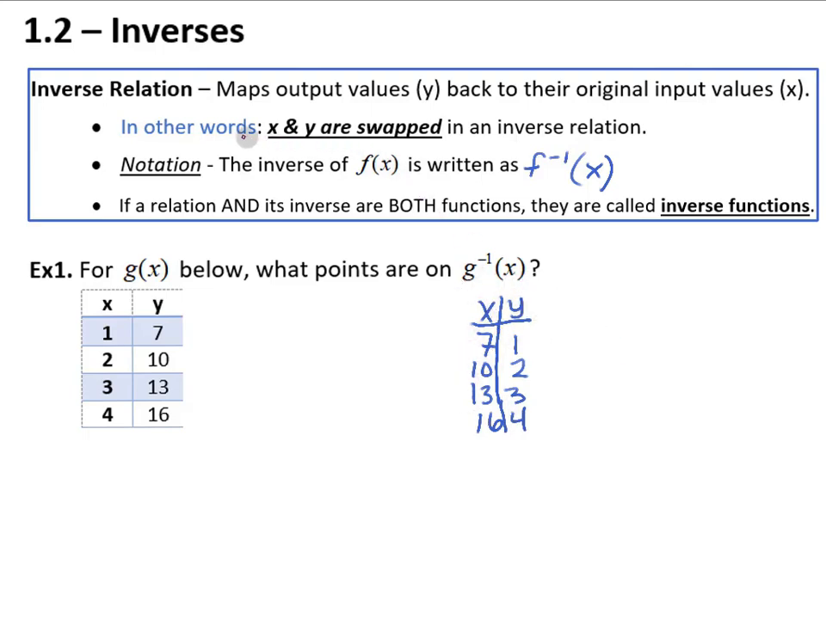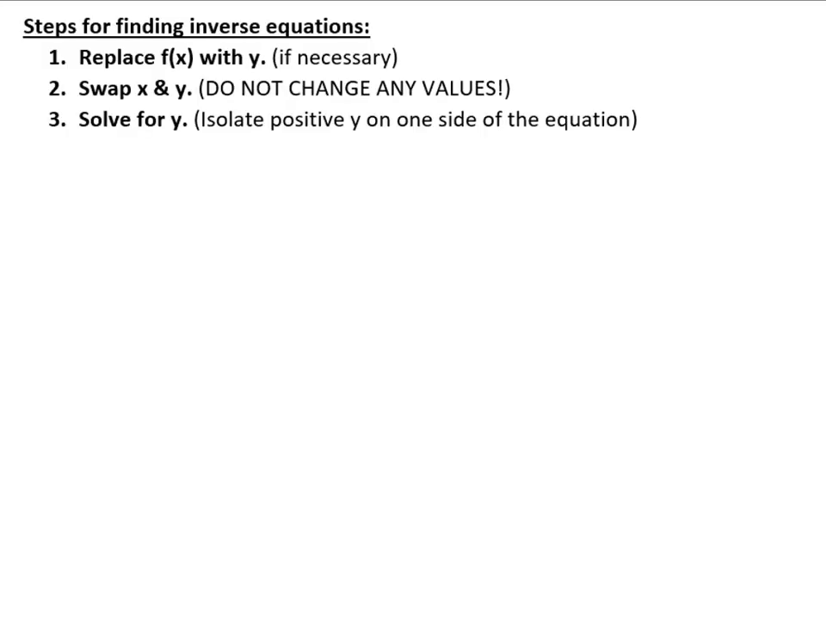And again, you might notice from our definition that really the only difference between these tables is that the x and y values are swapped. Okay, so how would I find a function that would take me backwards? How would I get a function that would give me back those values? And it's actually a lot easier than it sounds.